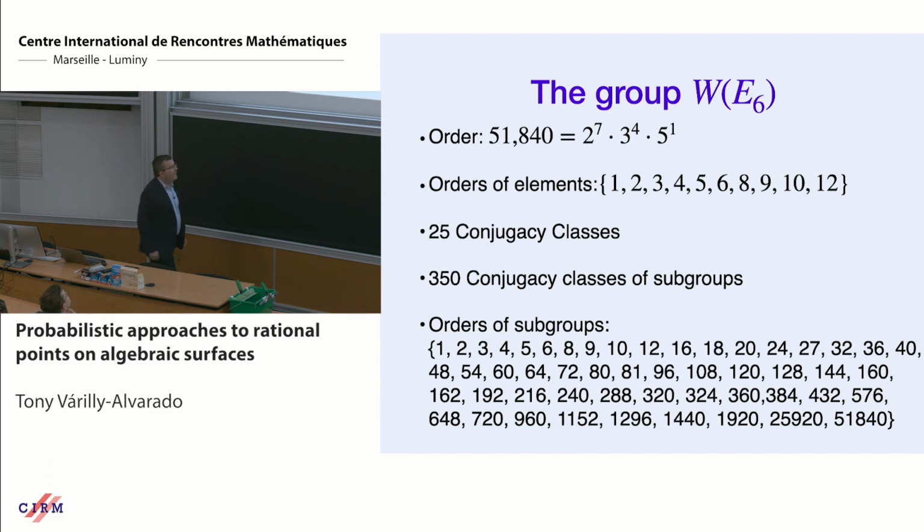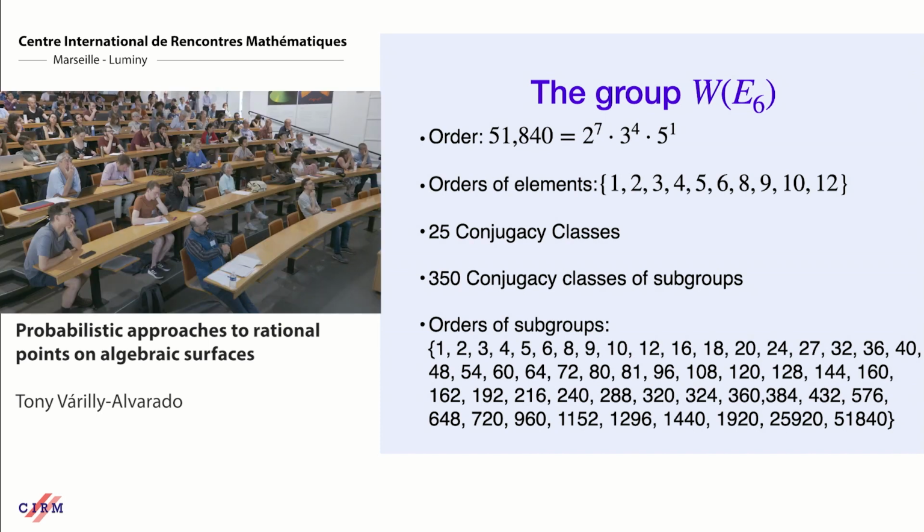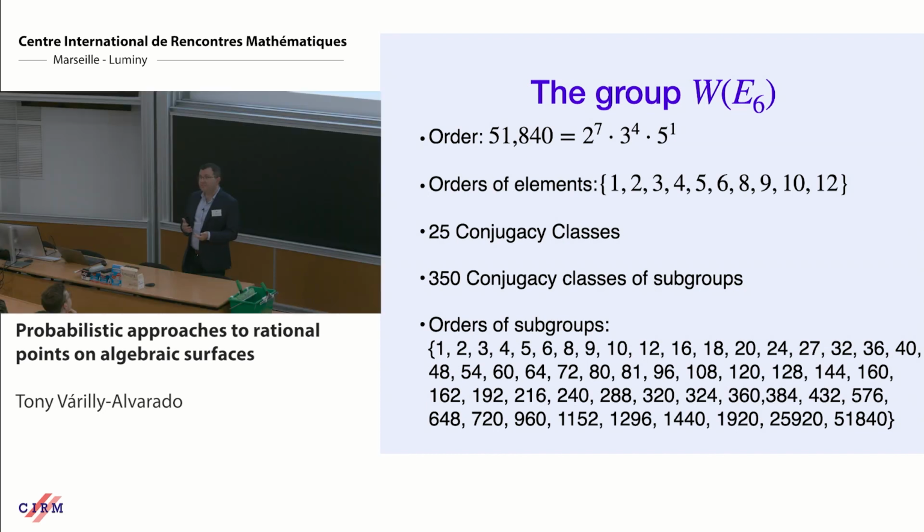So for that, let me look internally a little bit at the Weyl group of E6. It has large order, but this order is a product of small primes to high powers. The orders of the elements are not too big. That means that my Frobenius can't have very large order. That's good. The Weyl group of E6 has 25 conjugacy classes. That's not too many. But it does have 350 conjugacy classes of subgroups. And the Brauer group will depend only on the conjugacy class of the subgroup of the image. So I need to get my hands on 1 out of 350 possibilities.